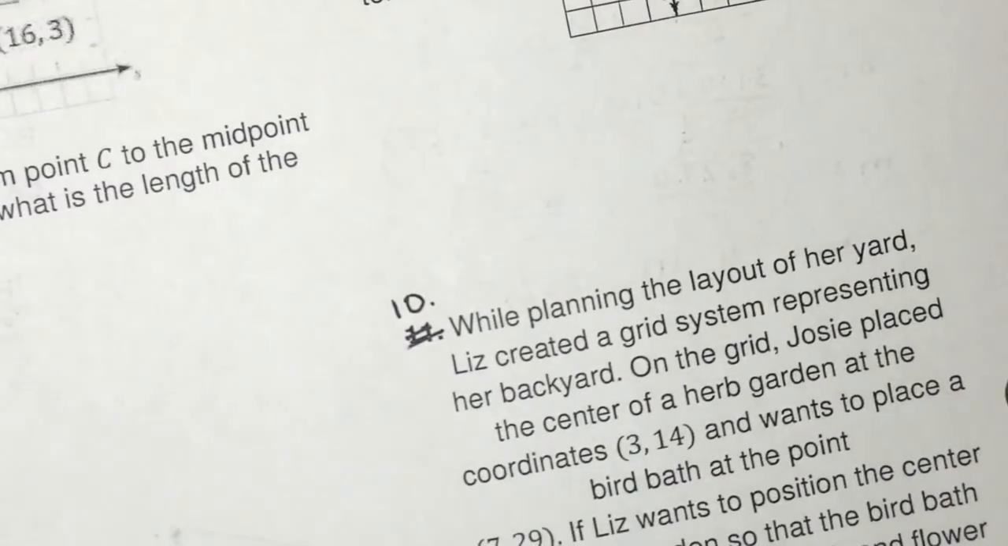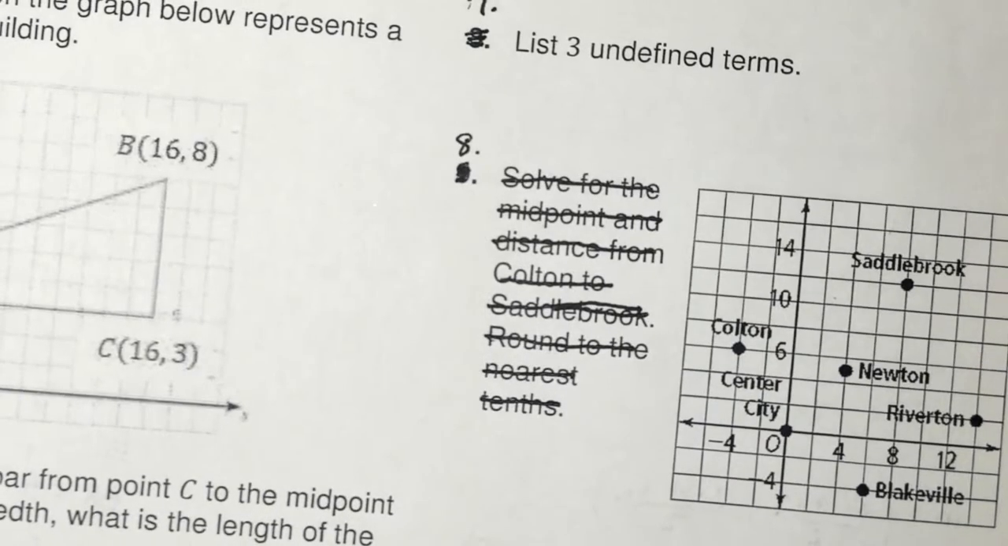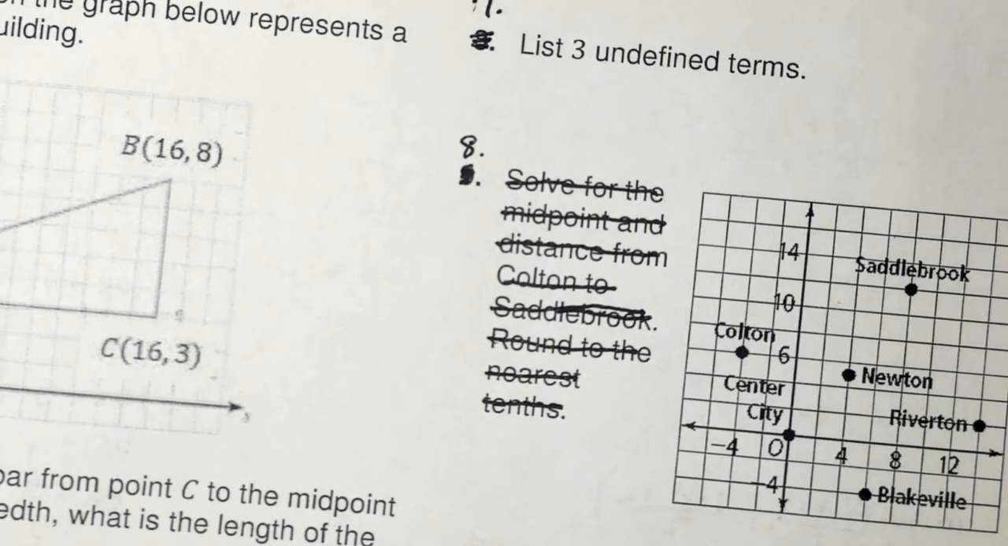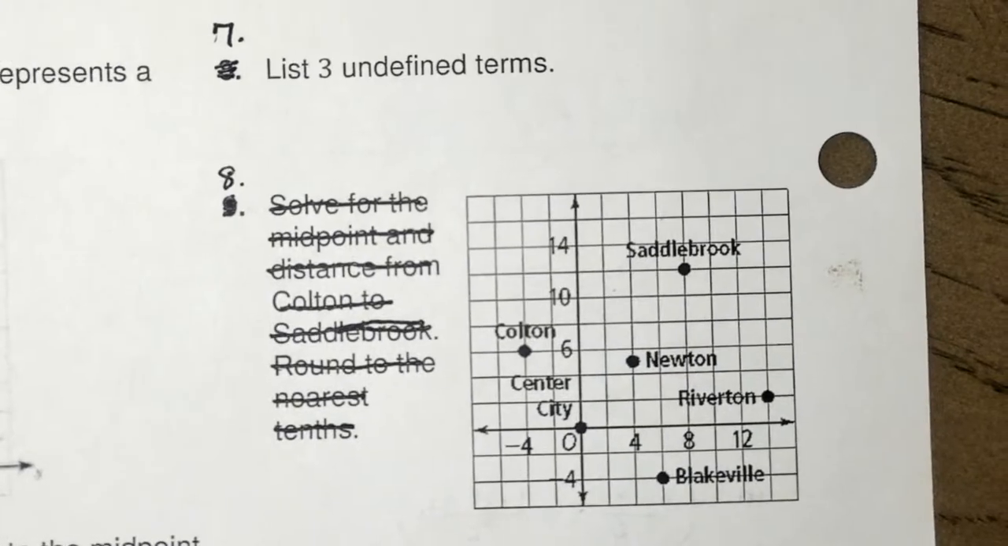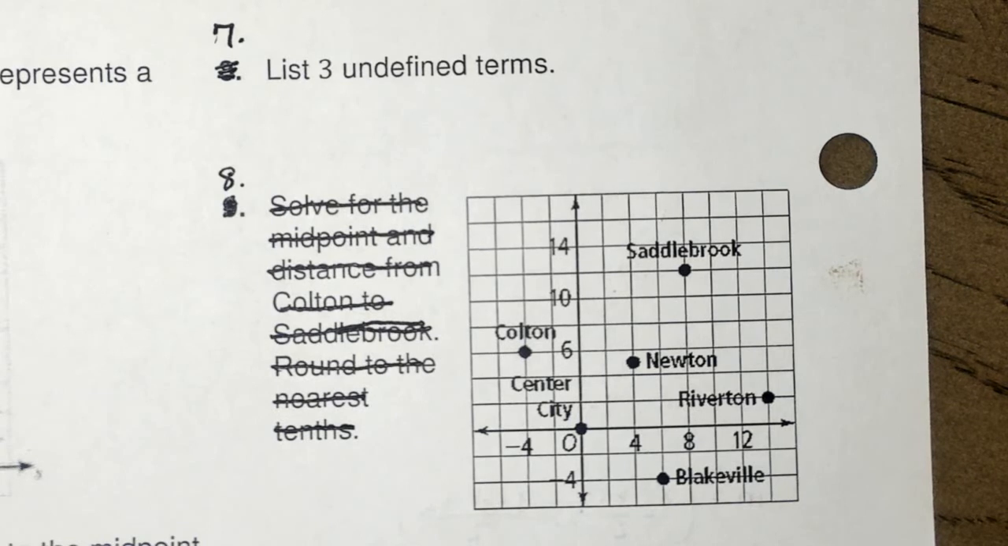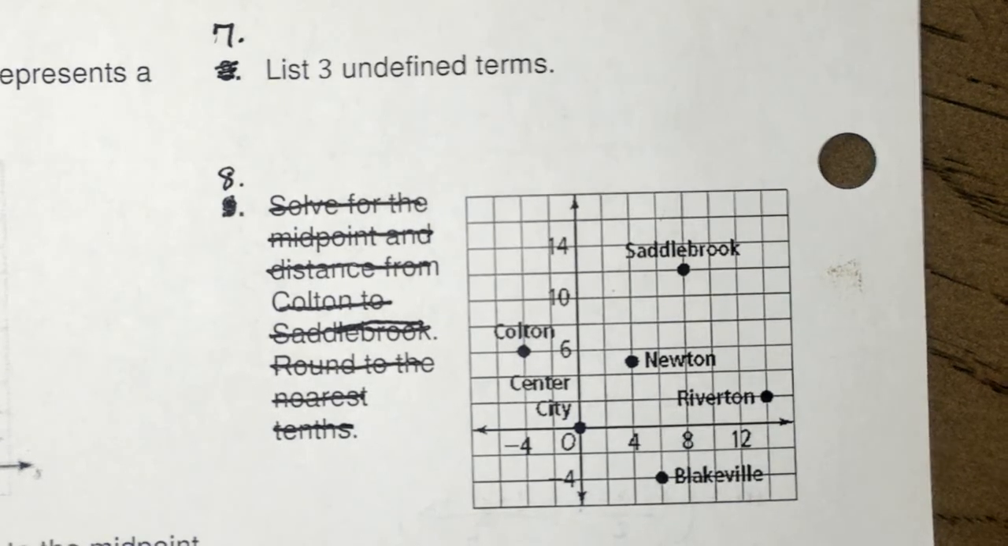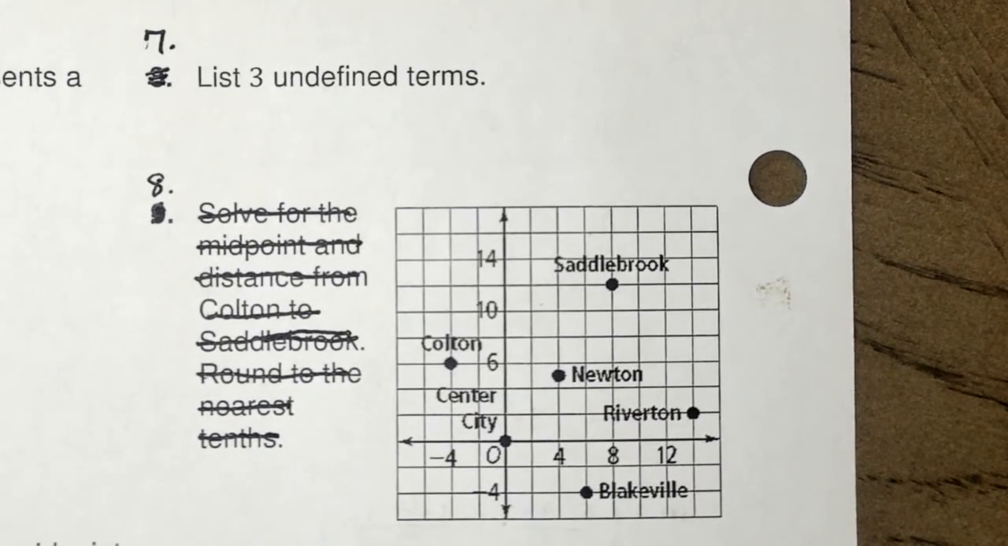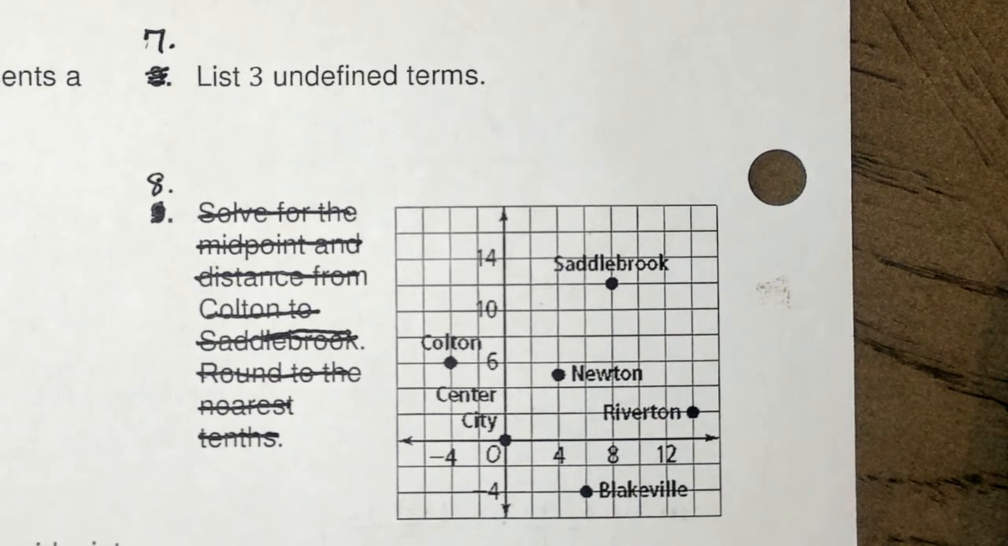On the back, I'm only doing 2 more. I honestly did a lot for you. On the back, number 7, well, our new number 7, says list 3 undefined terms. Now, I've talked about this since the beginning of this unit. I said these terms were terms that we can't measure, we can't find a size or shape for, we can't find the length of it, we can't find the width of it. We couldn't measure them at all. There were 3 terms I talked about that were undefined.